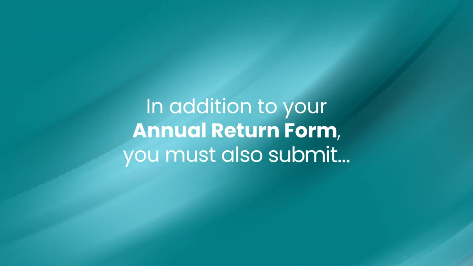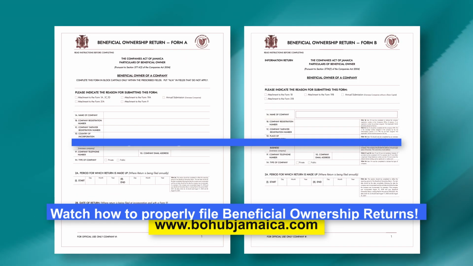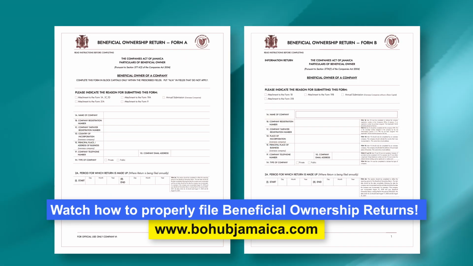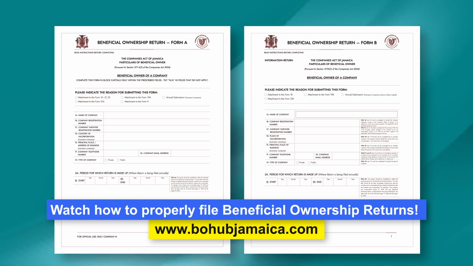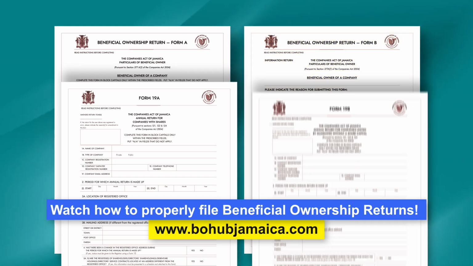In addition to your annual return form, you must also submit beneficial ownership return forms. Public and private companies must submit beneficial ownership return form A with Form 19A, and nonprofits must submit beneficial ownership return form B with Form 19B.